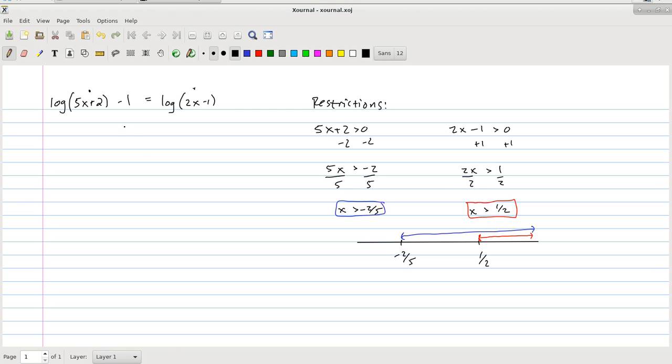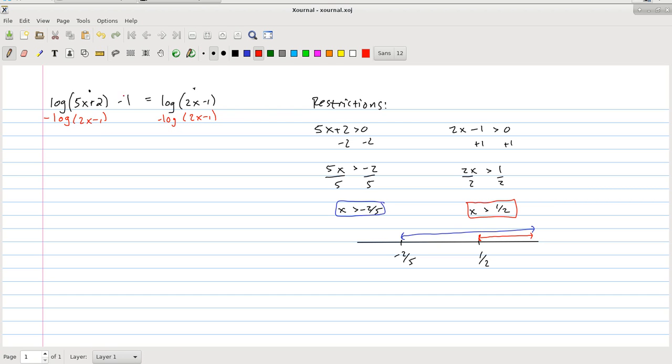Now let's solve the equation. We have logs on both sides, which means the first thing we want to do is get all the logs on one side of the equation and all the non-logs on the other side. So I'll start by subtracting log of 2x minus 1 from both sides of the equation.